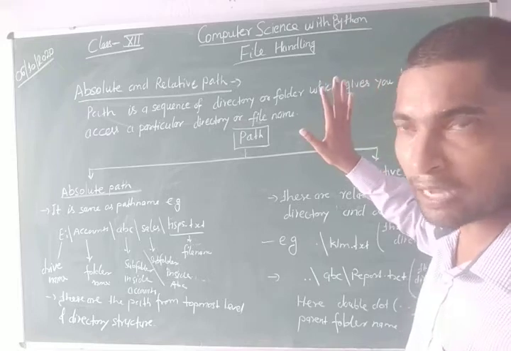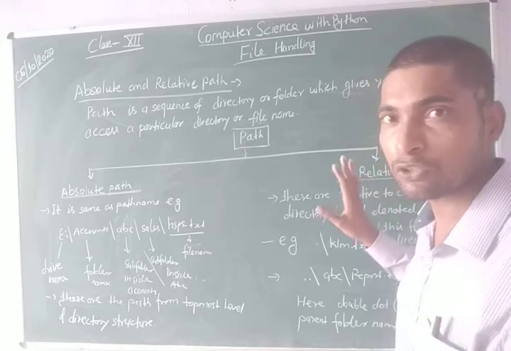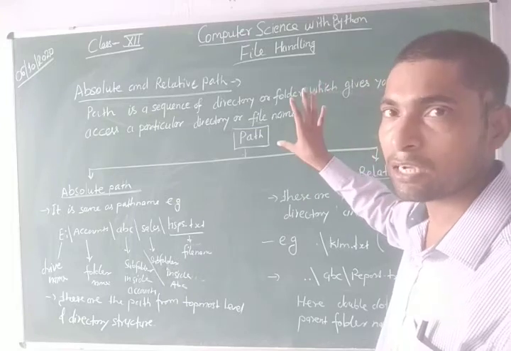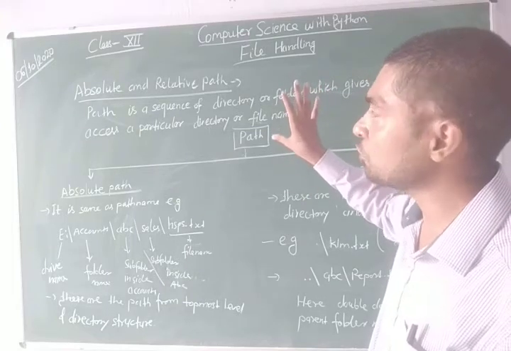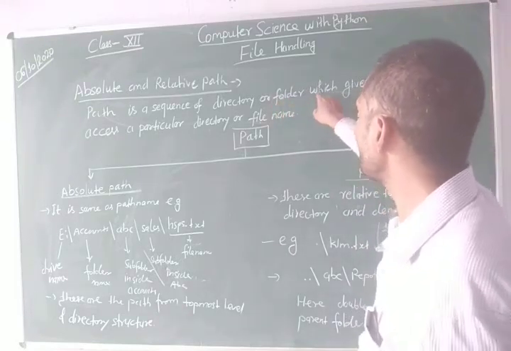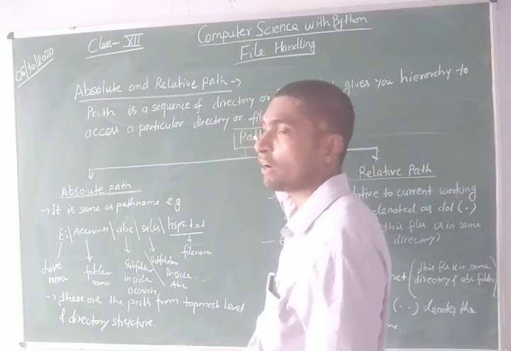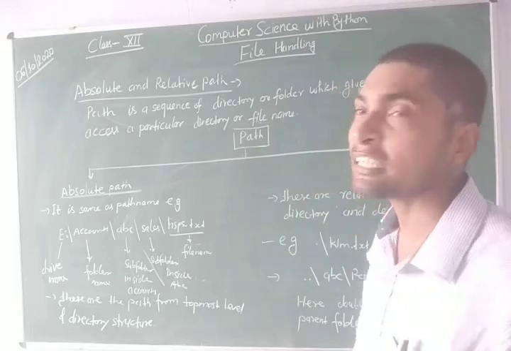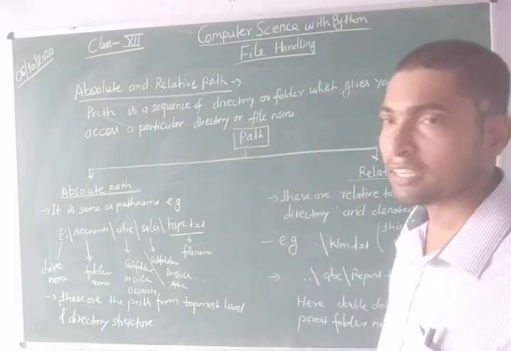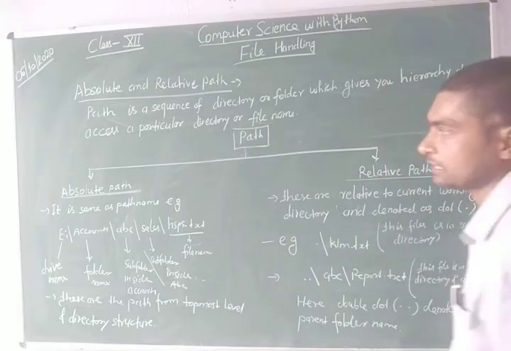There are two types of path, absolute path and relative path. There are different ways to write these paths, so you should know about these. For this purpose, I am explaining the absolute and relative path here. A path is a sequence of directories or folders which gives you the hierarchy to access a particular directory or file name. I mean, path is the way, the method, to access a file or folder. Alright? There are two types of path. First, absolute path, and second is the relative path.